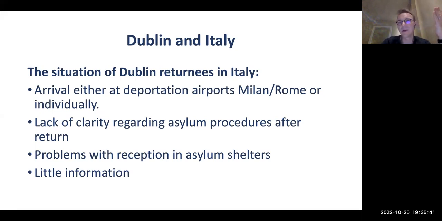But remember that you may have already lived more than a year or maybe two years in Germany, so you have completely lost ties in Italy. Little information is available on all these aspects. There are some organizations that are helping and giving specific Dublin support, for example the Protestant churches that have established a legal support system in Rome, and also a number of refugee law clinics in Italy provide specific support for Dublin cases.